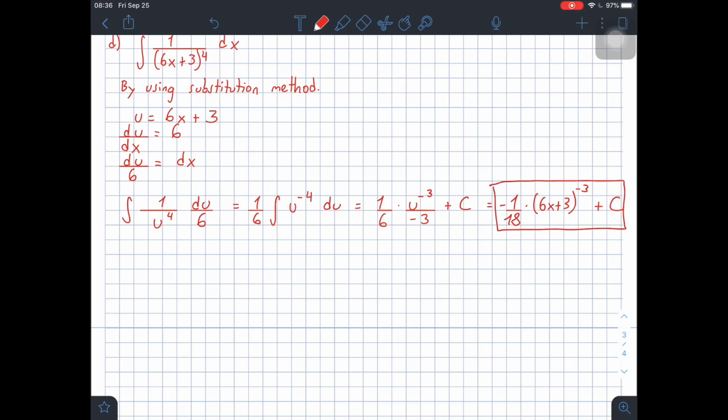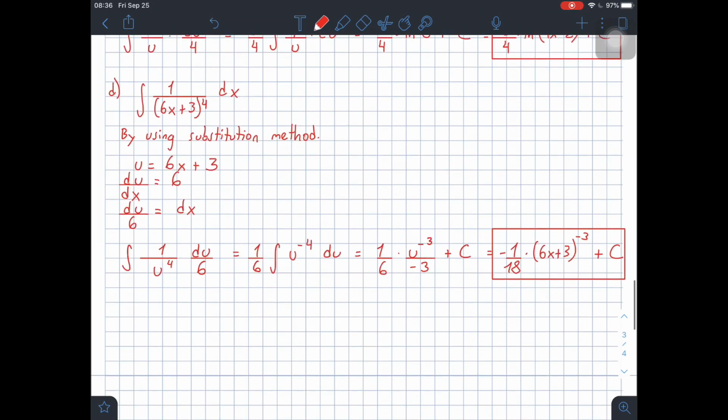Okay, so you see how useful this substitution method could be. It will help us solve any type of integral. So I think that's it, yes.